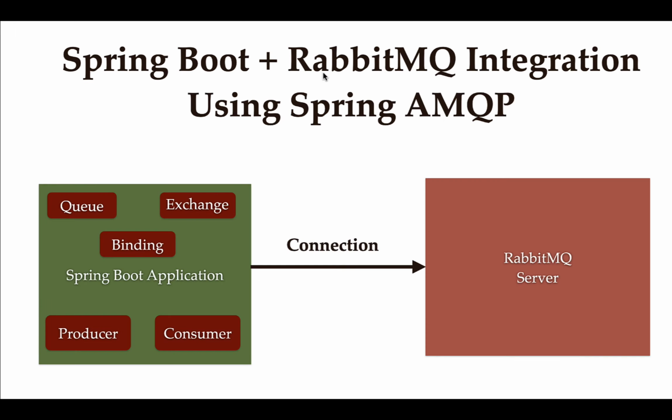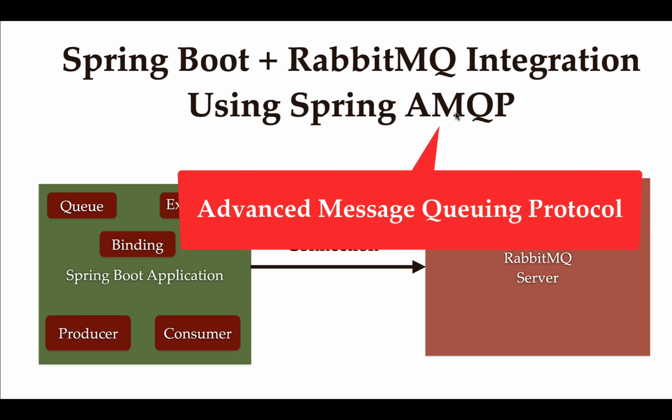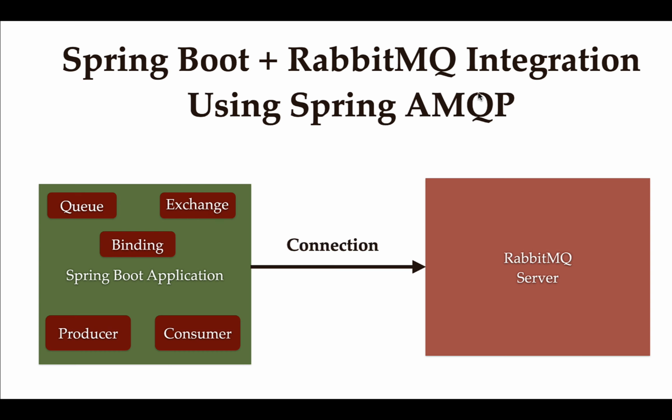Next, we will learn how to integrate RabbitMQ in a Spring Boot project using the Spring AMQP library. Well, Spring provides the Spring AMQP library which we can use to integrate RabbitMQ in a Spring Boot project. Here AMQP stands for Advanced Message Queuing Protocol, and RabbitMQ basically uses this protocol for messaging purposes.